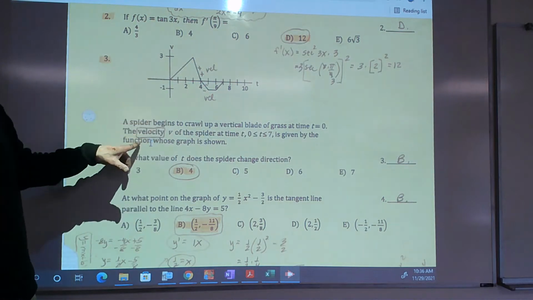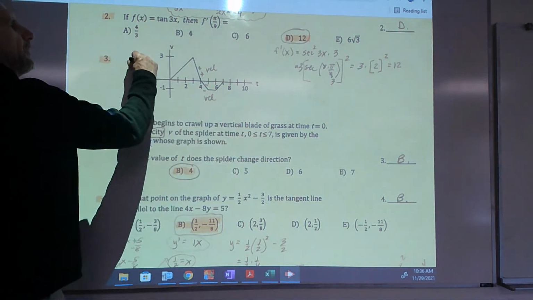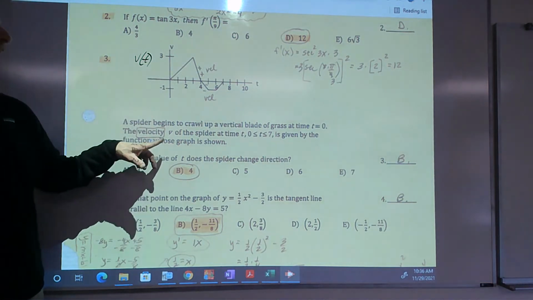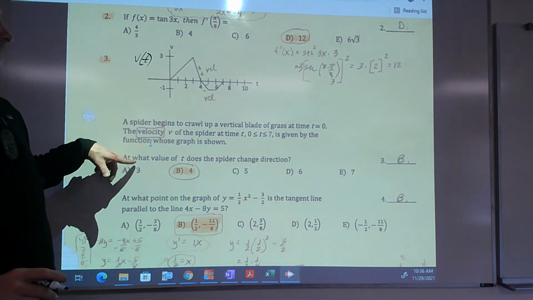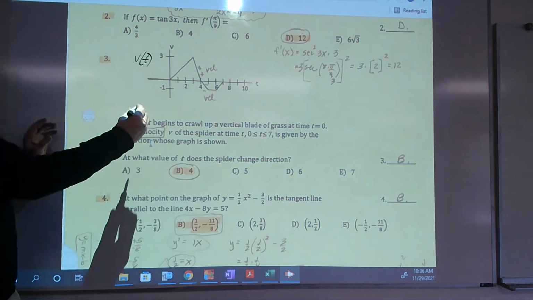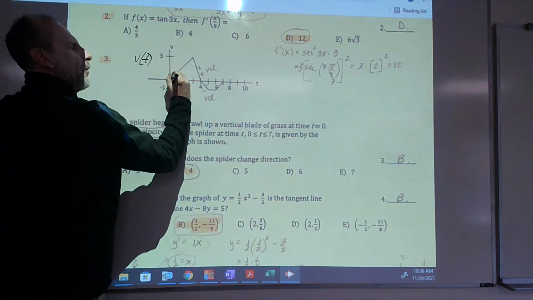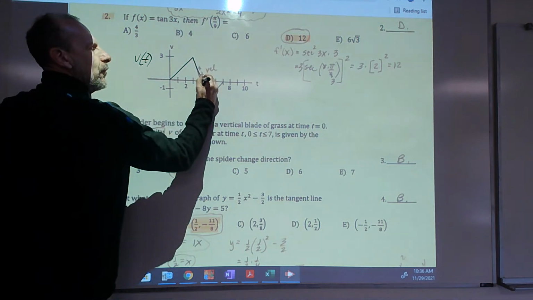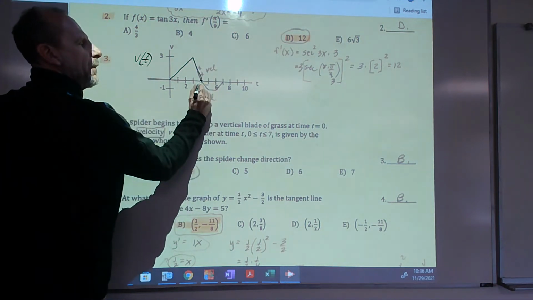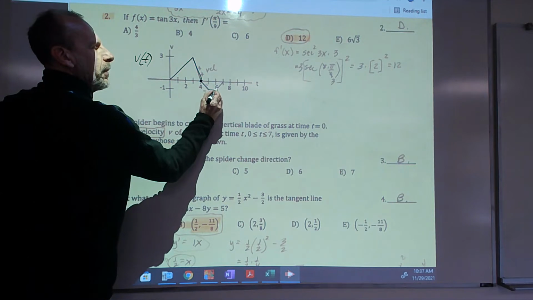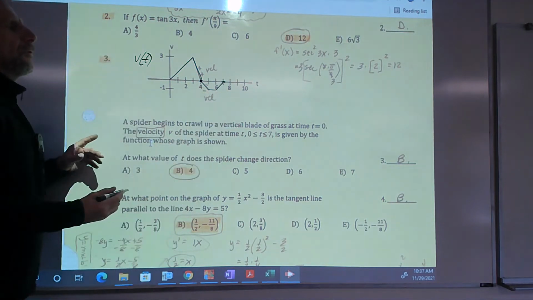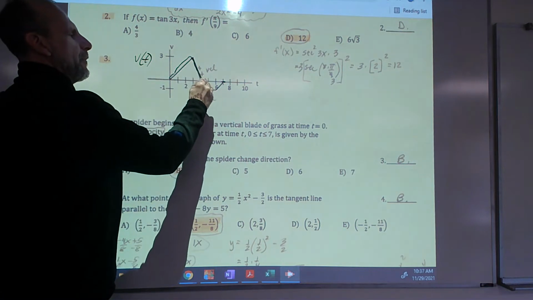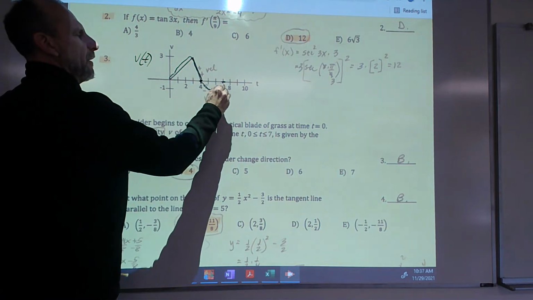Spider. Okay, this is a velocity graph. It says, when does the spider change directions? So he's going forward, forward, forward, forward, forward, stop. Backward, backward, backward, backward, backward, stop. Or sometimes they say right, right, right, right, stop. Left, left, left, left, stop.